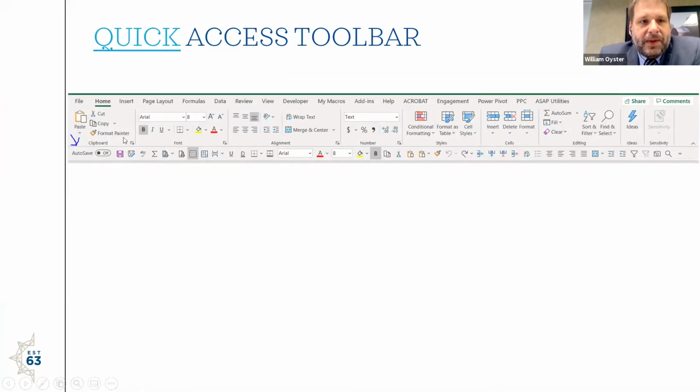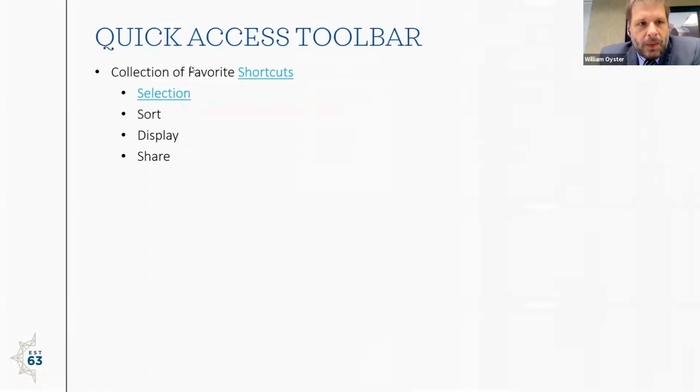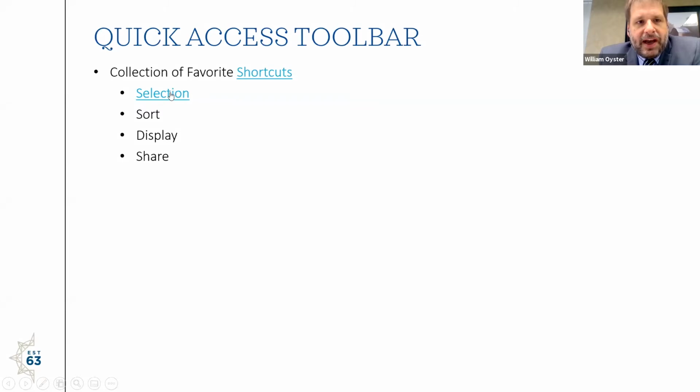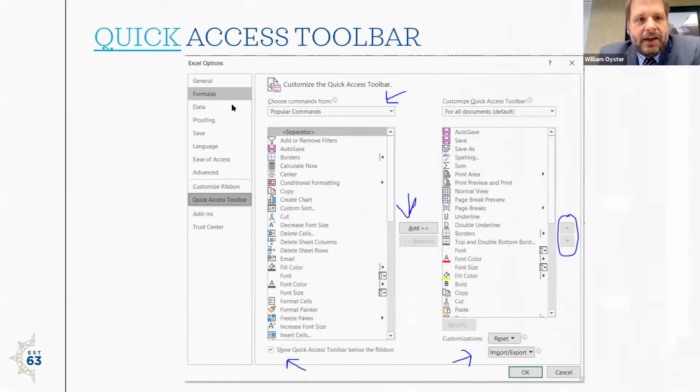So you can see from this slide, the quick access toolbar is down below the ribbon here. And this really just has all the shortcuts that I use pretty much on a daily basis within Excel. And it's just a way to kind of have quick access to them all. So we're going to go through just kind of how to set that up within Excel.